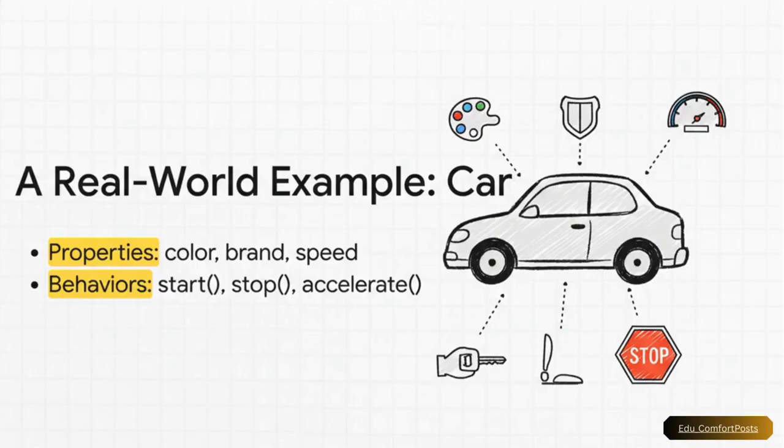And this is where the classic car analogy becomes your best friend. Seriously, use it. A car is an object, right? It has properties, things that describe it, like its color, its brand, its current speed. And it has behaviors, things it can do, like start, stop, or accelerate. OOP lets us build that exact model right into our software.